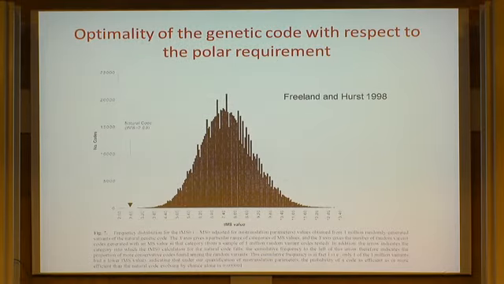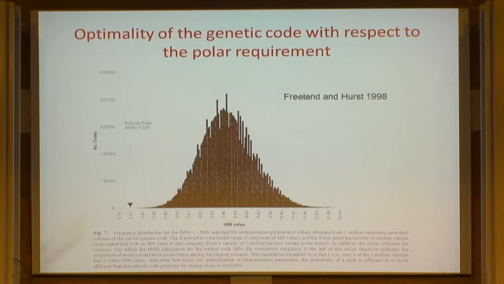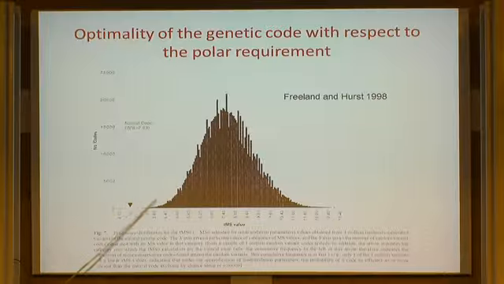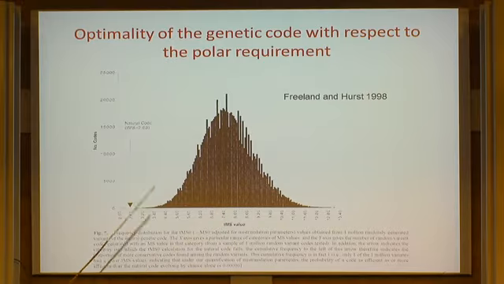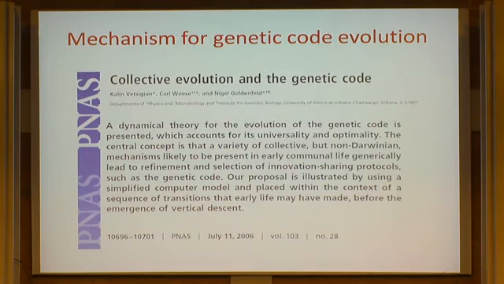So this was done, this is a paper by Freeland and Hurst from 1998. They were able to simulate 1 million codes, and the title of their paper is The Genetic Code is 1 in a Million. When they simulated 1 million codes, here's the actual value of the score for the canonical genetic code. Here's the distribution that they got, clearly undersampled, but in 1 million codes, they couldn't find one that was better than the canonical genetic code. And of course, this has been improved and the analysis extended and so on and so forth. So I don't want to go into the details of that.